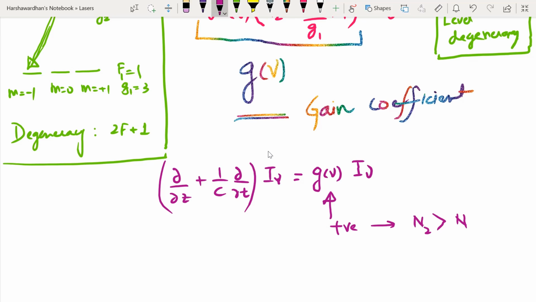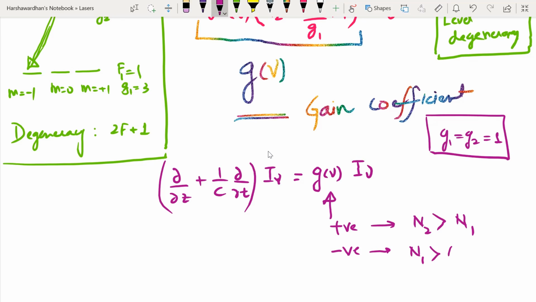So I'm assuming here that G1 and G2 equal to 1. Under that assumption, my N2 should be larger than N1. And in thermal equilibrium, let's say I don't have any preparation, then it will naturally be negative because N1 will be larger than N2, right? The ground state, most of the atoms will be in the ground state, and hence this will be a term that will lead to absorption.